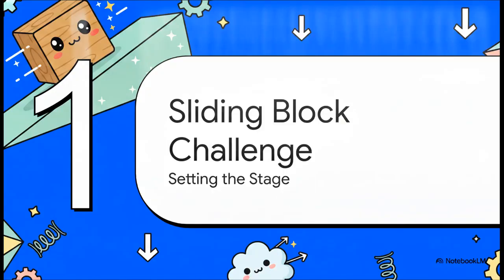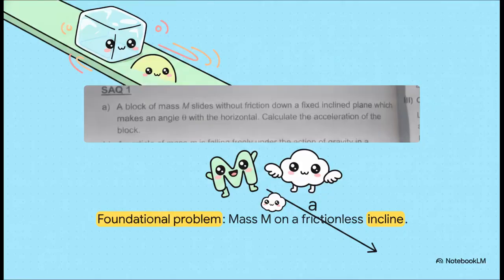Section 1. The sliding block challenge. Setting the stage. So, our foundational problem reads like this. A block of mass m slides without friction down a fixed inclined plane, which makes an angle theta with the horizontal. Calculate the acceleration of the block. Now, I know mass m and angle theta sound super abstract, but remember, they represent a real, tangible physical object moving through space. Just imagine a sleek block of ice sliding down a perfectly smooth ramp. Our mission here is to figure out exactly how fast it's speeding up.